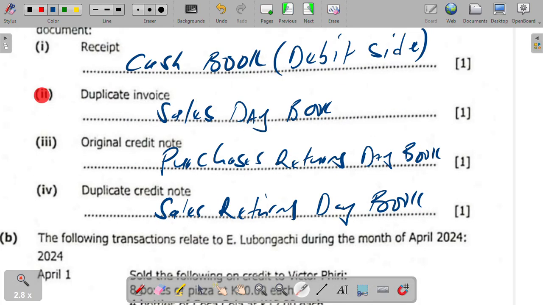Okay, we move on. Duplicate invoice. Where do we record the duplicate invoice? Which book of primary entry? Okay, the book is sales day book or sales journal. A duplicate invoice is kept by the seller as proof of credit sales. You haven't received your cash yet, okay? But you have a duplicate invoice. You as a seller, you keep it as a proof of credit sales. So these credit sales are recorded in the sales day book.